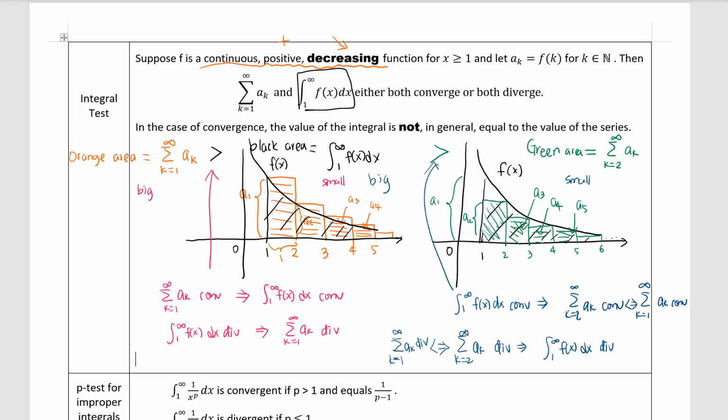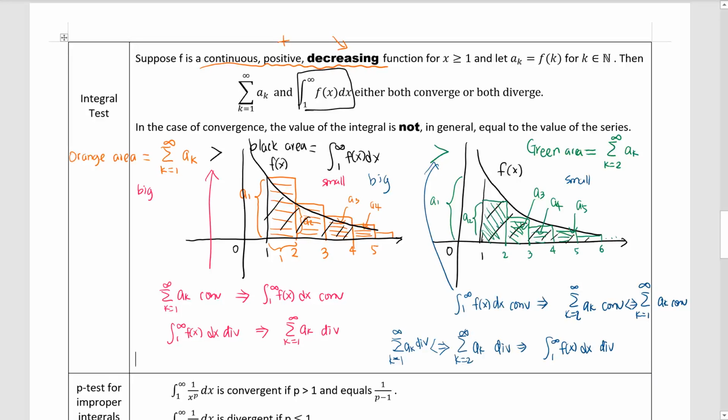Now you see, if the integral diverges, the series diverges. If the integral converges, the series converges. If the series converges, the integral converges. If the series diverges, then the integral diverges. So they both converge or both diverge. Okay?